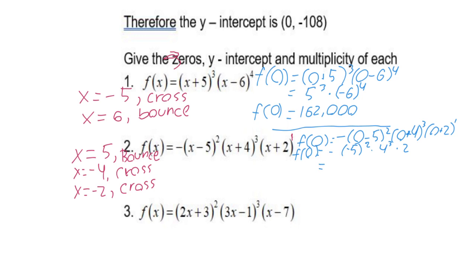So we essentially have negative 5 squared, that's 25. So negative 25 times 4 cubed, 64, times 2. Multiply all these together in our calculators. We're going to have a final answer of negative 3,200. So the y-intercept occurs at 0, negative 3,200.